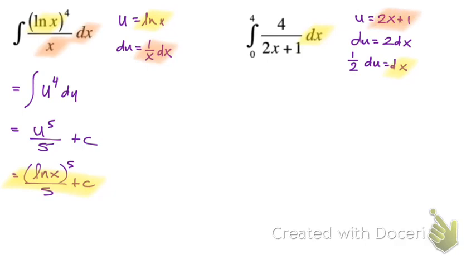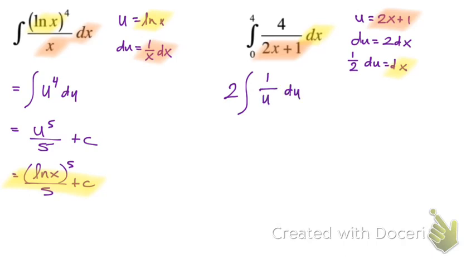2x plus 1 is going to be substituted with a u. Notice I have this extra 4 in here that I don't need, so I'm going to pull that out front. And so if I pull this 4 out front and the 1/2 is out front, then this 4 times this 1/2 that would be out front would be 4 times 1/2, which is 2. So this is 2 times the integral of 1 over u du.